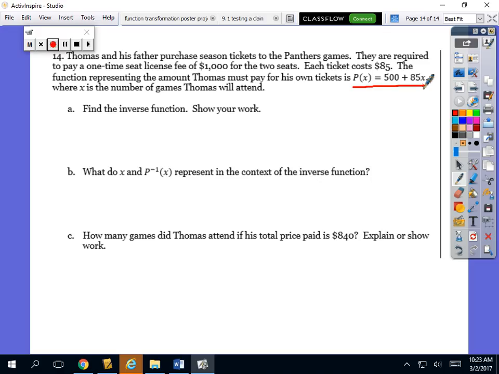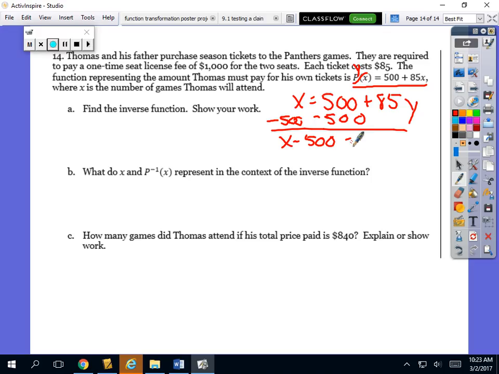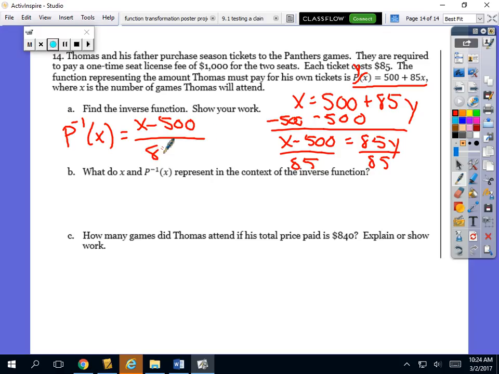So to find the inverse, I switch the x and y. So I have x equals 500 plus 85y. Subtract 500. x minus 500 equals 85y. Then you divide by 85. So your inverse is going to be x minus 500 over 85. x represents now the amount of money he pays, and the inverse is the number of tickets.